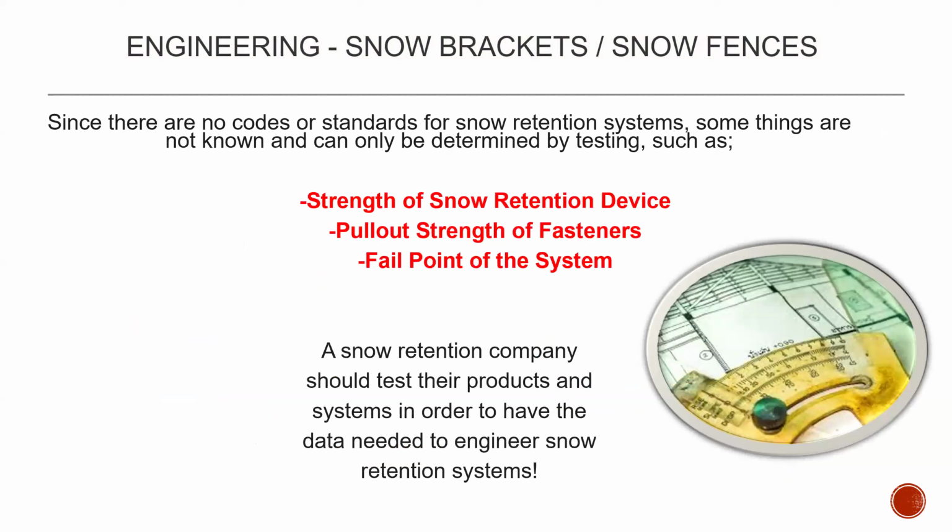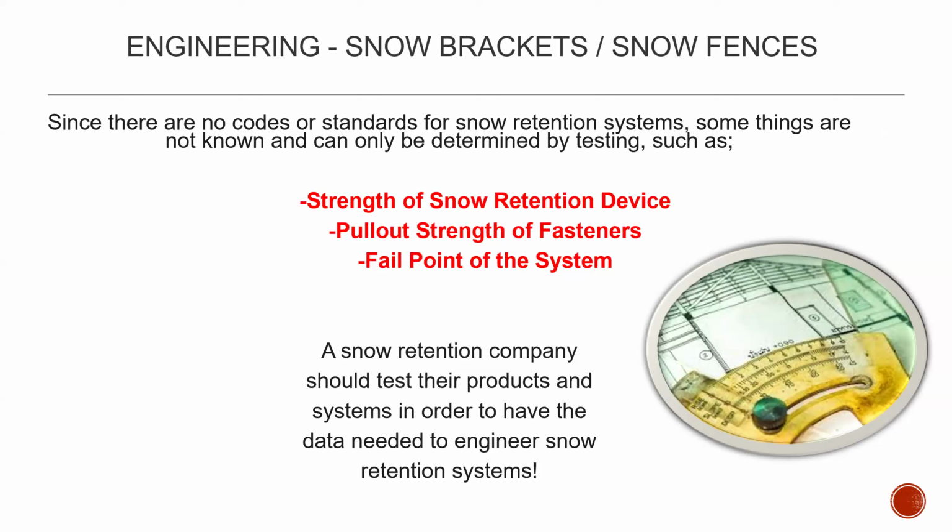There are no codes or standards for these types of systems. So those questions would be, what is the strength of this one single snow retention device? How much weight can this thing hold back? What is the pull-out strength of the fasteners? Am I using roofing nails? Am I using screws? How much weight can those hold? And then what is the fail point of the system?